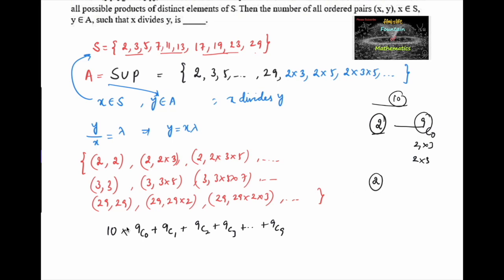So totally 10 numbers are there. So 10 times 9C0 plus 9C1 plus and so on up to 9C9, which is equal to 10 into, we know the sum of the binomial coefficients is 2 to the power n, so 2 to the power 9, that is 10 into 512. So we can say the answer is 5120. So 5120 will be the answer. It's a numerical question.